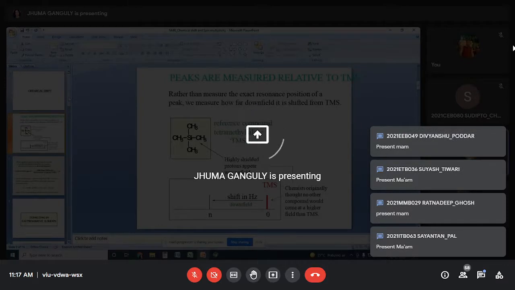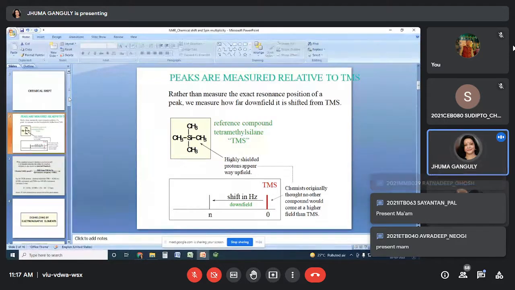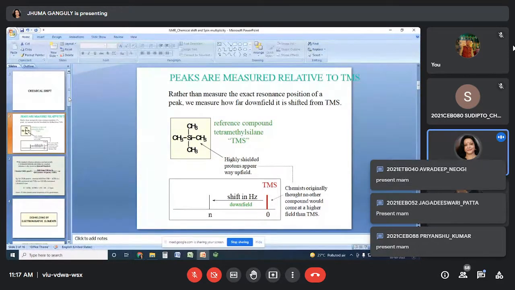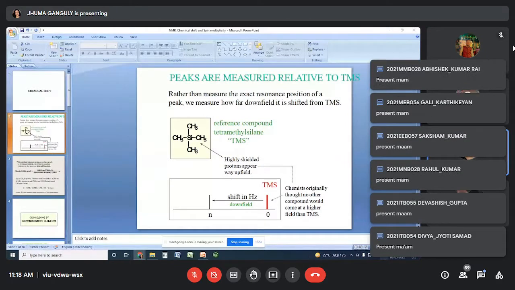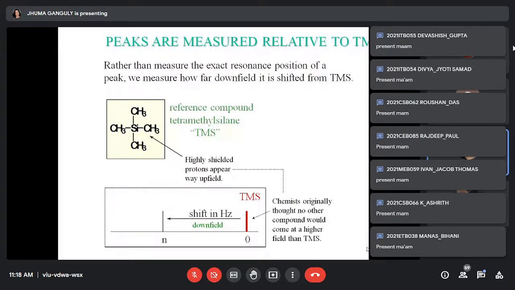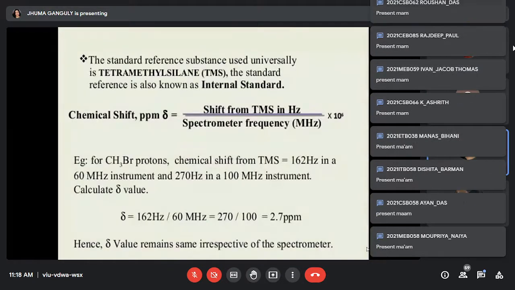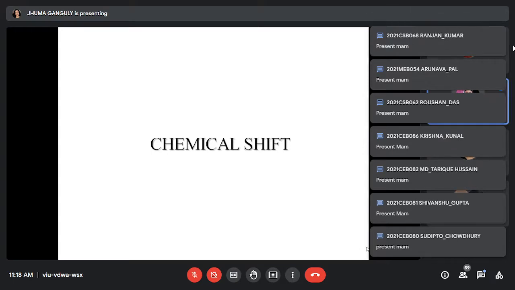Okay. So I will start just from a little bit back, the previous class note for the chemical shift. So we already know about the NMR. So what is NMR in a few words? Say something. What is NMR? Full form of NMR? Nuclear magnetic resonance.